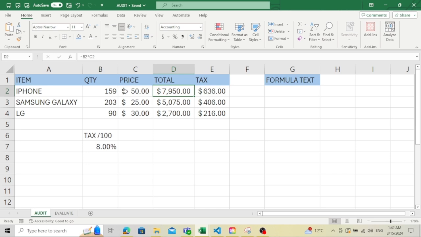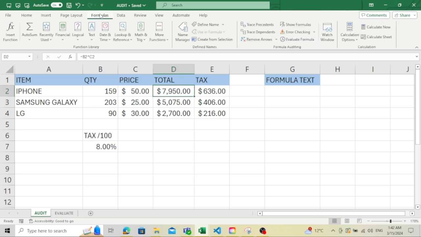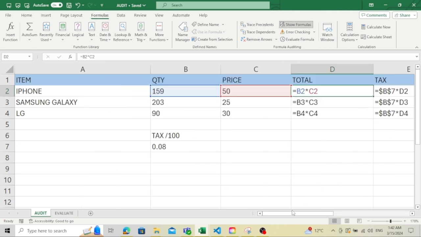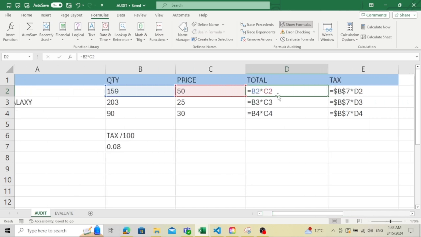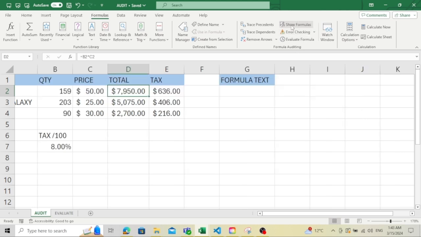In case you forget and you want to know the formula used, you can simply click on the cell, total, go to formulas, click on show formulas, and you can see that the formula that was used has been shown. The formula is B2 times C2. You can always find that by looking at the blue colored cell and the red colored cell. So we are multiplying the blue by the red to get this answer in the green colored cell. Okay, let's take off show formula. Great. So we have the formulas here.